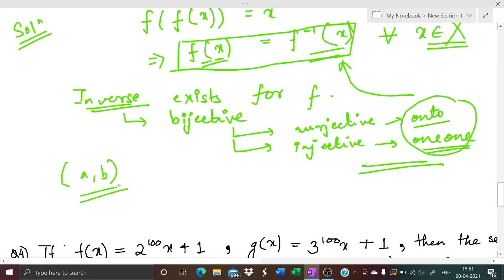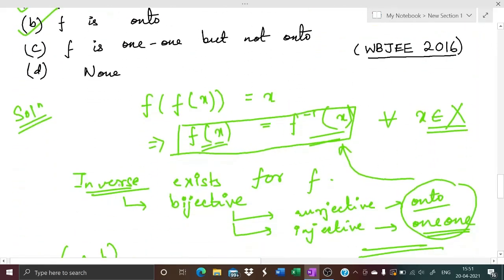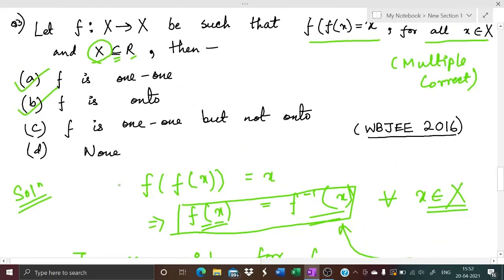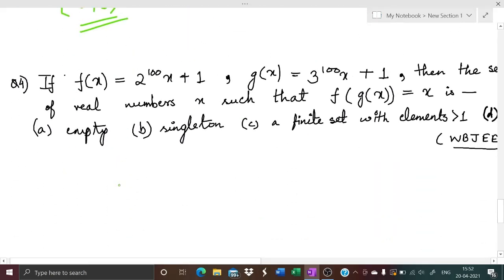And this sort of question carries 2 marks in your JEE. The single correct ones are 1 marker and these are 2 marker questions. So if you can get both the options correct, you get 2 marks. So that is more beneficial.